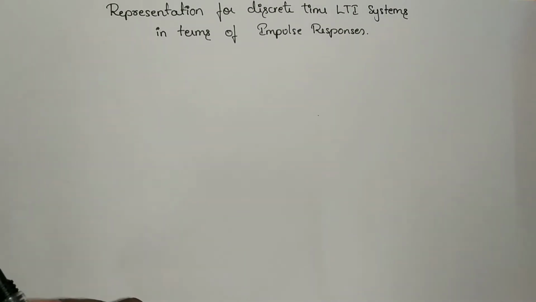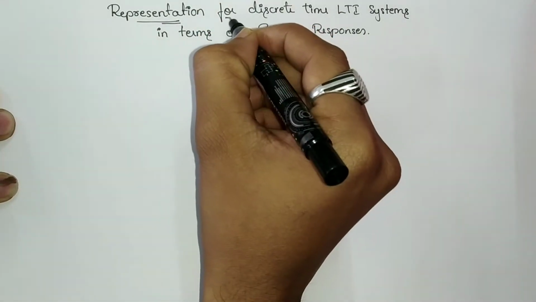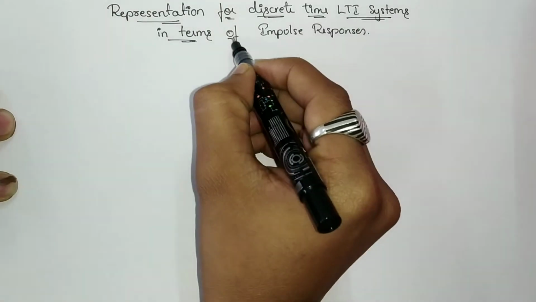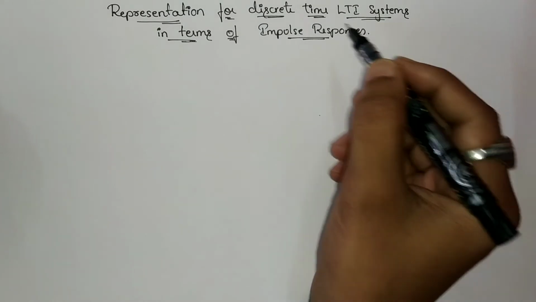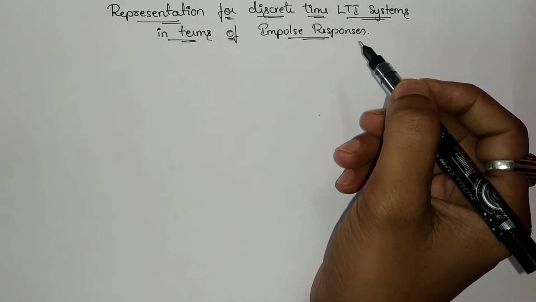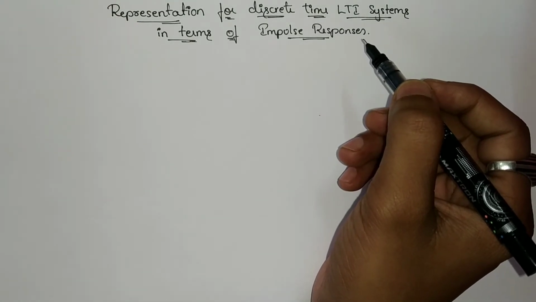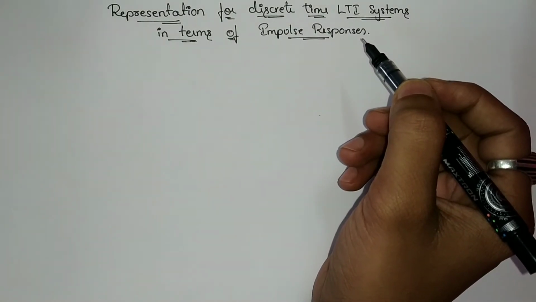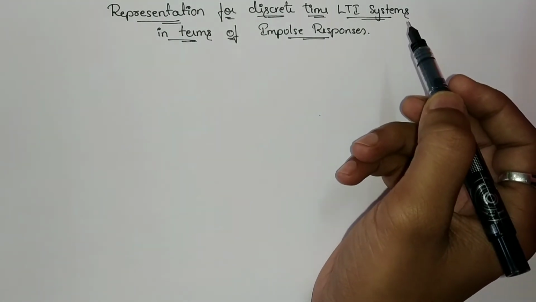In this video we are going to discuss the representation of discrete time LTI systems in terms of impulse responses. Okay, representation of LTI system in terms of impulse response was the first part of our LTI system topic, where it consists of discrete as well as continuous. In this part we are going to discuss the discrete time LTI systems in terms of impulse responses.